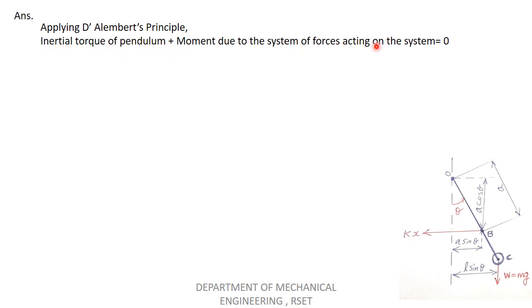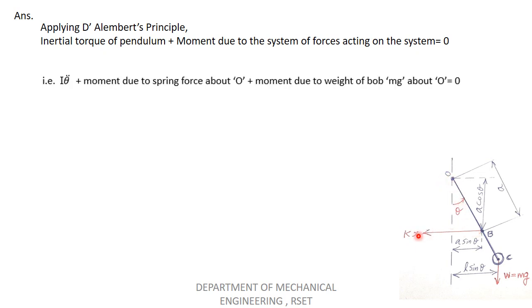Now find the moment due to the other forces about the center of oscillation, because we will be taking moments about O, the point of oscillation. First is the spring force. So we can rewrite the equation like this: inertial torque of the pendulum, that is I alpha or I theta double dot, plus the moment due to spring force about the point of oscillation O, plus the moment due to the weight of the bob, that is mg, about the point of oscillation O, equal to 0. So there are two forces.